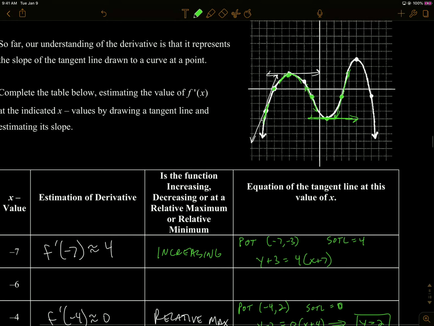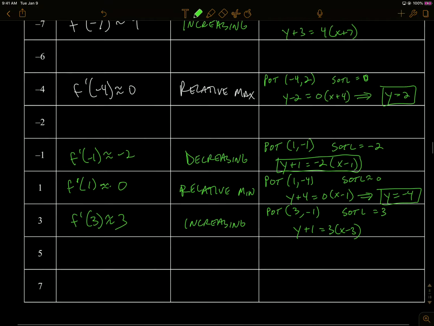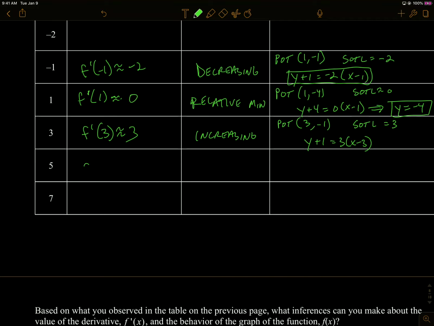If we move on and go to the top up here, we draw our tangent line. That's going to be 0. So the derivative at 5 looks to be about 0. That's the slope of the tangent line is what it means. The relative maximum is what occurs there. The function is neither increasing nor decreasing.